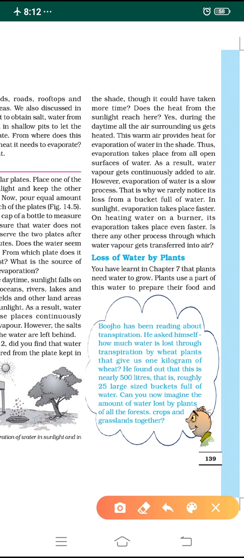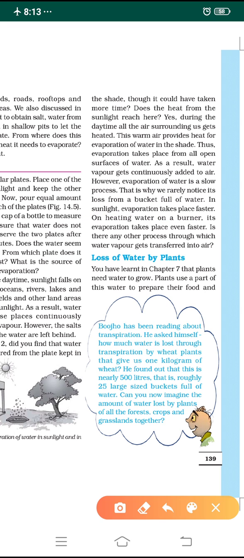Why? Because evaporation is a slow process. That is why we rarely notice the loss of water from a bucket full of water, or any liquid kept in a container. Remember this: if any water source is kept in open sunlight, evaporation takes place faster.